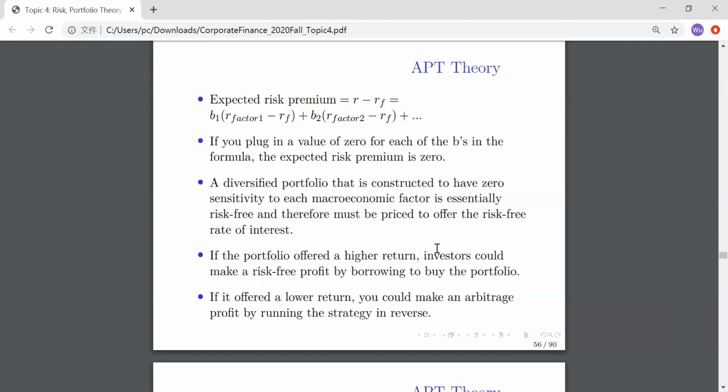And if the portfolio offers a higher return, investors could make a risk-free profit by borrowing to buy the portfolio, right? And if it offers a lower return than the model, you could make arbitrage profit by running the strategy in reverse, right? So again, this is the no arbitrage condition. If there's an arbitrage opportunity, then you can make riskless profit.